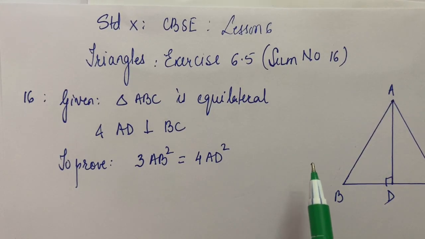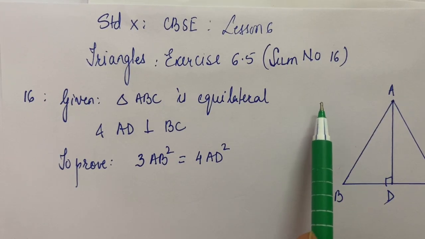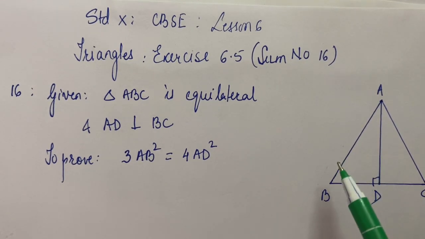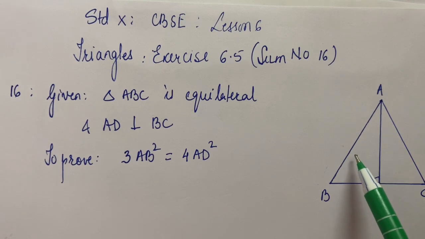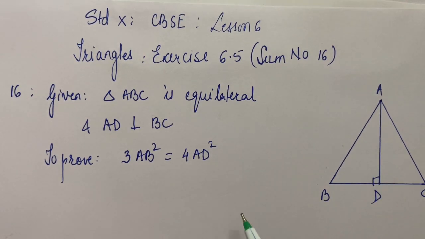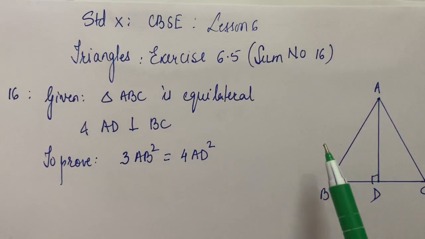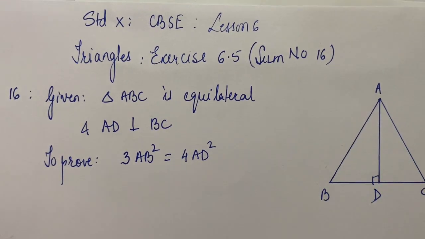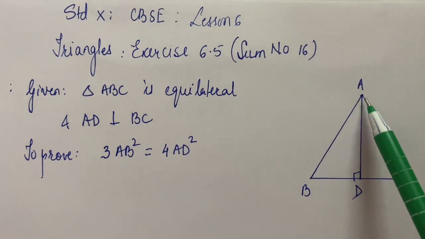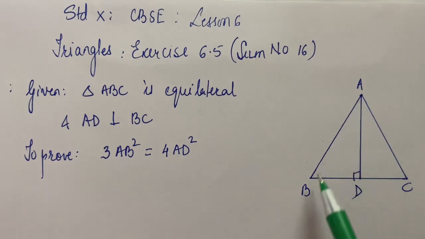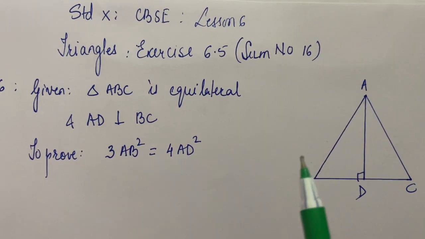Now in this sum of exercise 6.5, you are given: prove that 3 times the square of the side of an equilateral triangle is 4 times the square of the altitude of that equilateral triangle. Okay, it is given in a statement form. So we have been given that triangle ABC is an equilateral triangle where AD is the altitude. What you have to prove is 3 times AB square is equal to 4 times AD square. So proof is very simple.